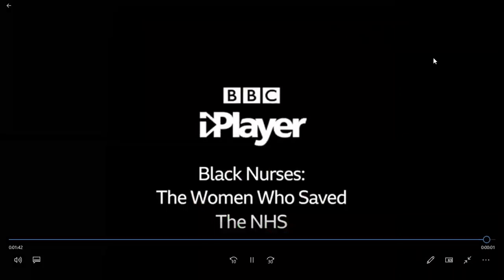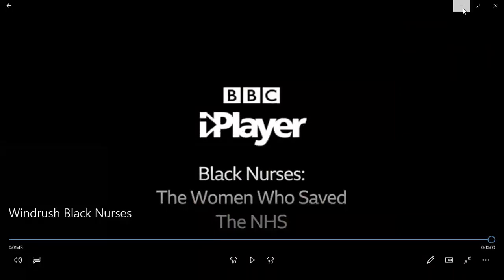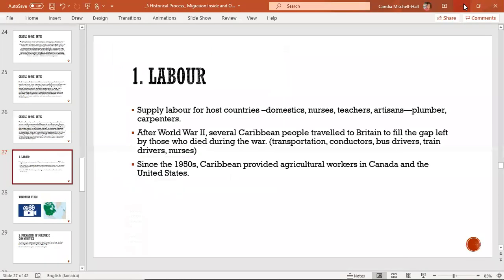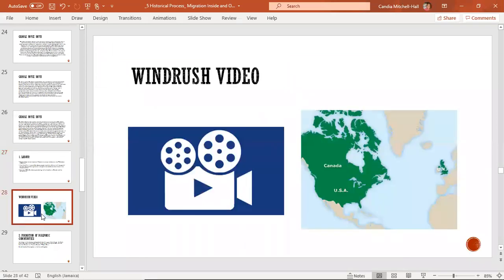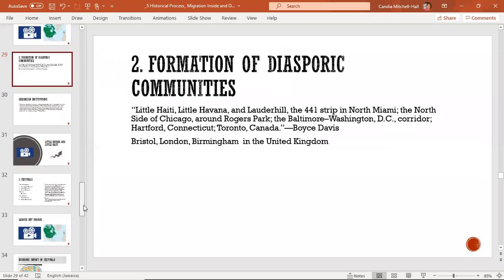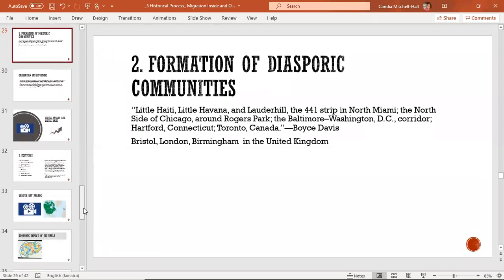Yes. And so, ladies, these are some of the experiences that persons would have faced during the Windrush generation. And even today, we have persons who have complained about the strong racism that they would have faced on the job in the UK.